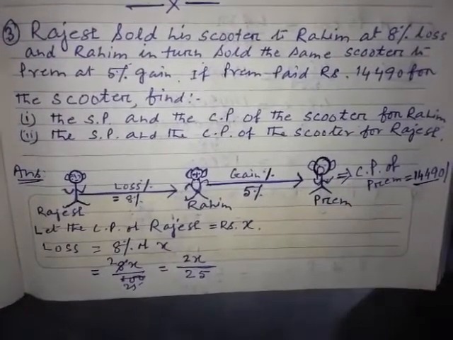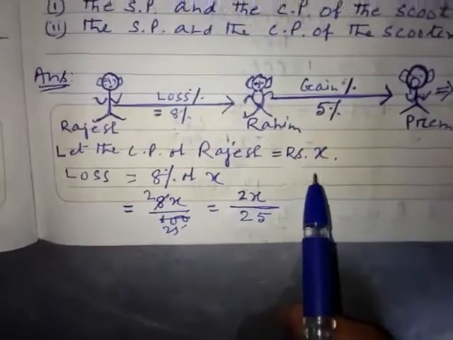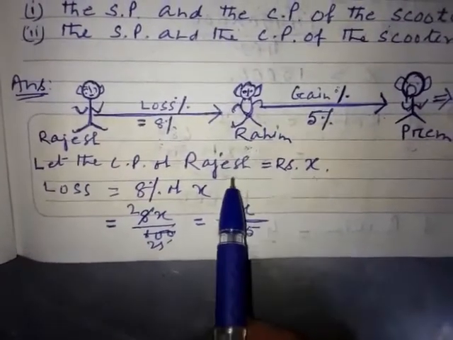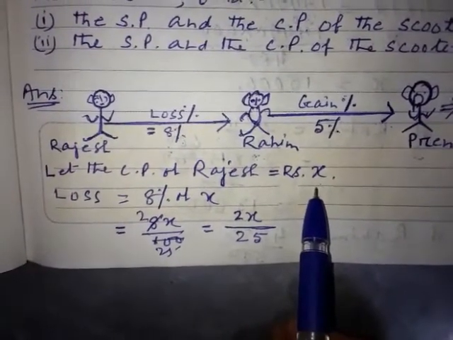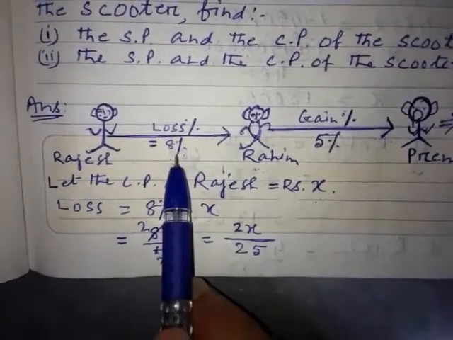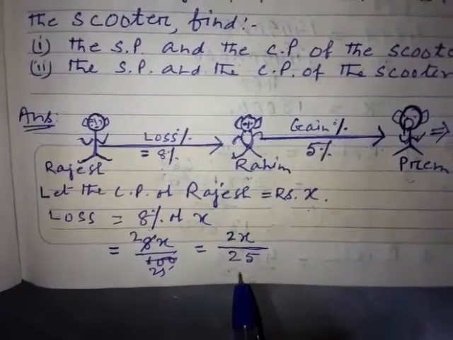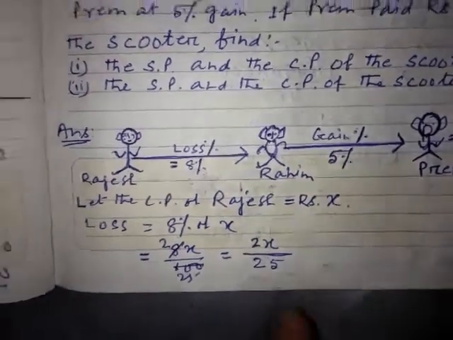So, I am coming to the first case. First, I am starting with Rajesh. I don't know Rajesh's cost price, so I have taken it: let the cost price of Rajesh be X. I told you, in profit and loss maths, always find out the CP first. Now how much loss? 8%. So easily you can find out the loss made by Rajesh. What is the loss? 2x by 25.